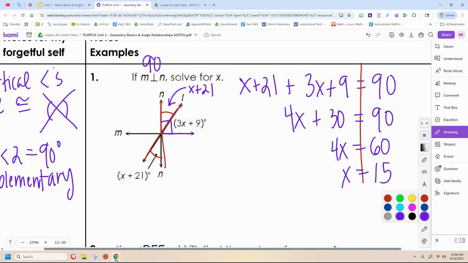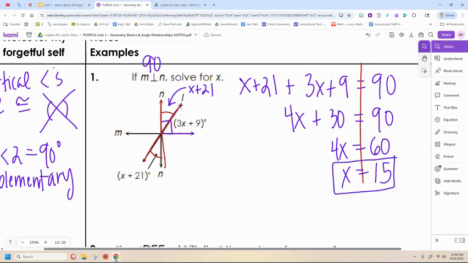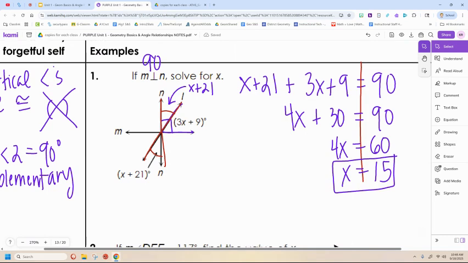Okay, and then just really quickly, it says solve for X. So are we done? It just said solve for x. We're done, right? Okay, move on. So that's a scenario with complementary angles.